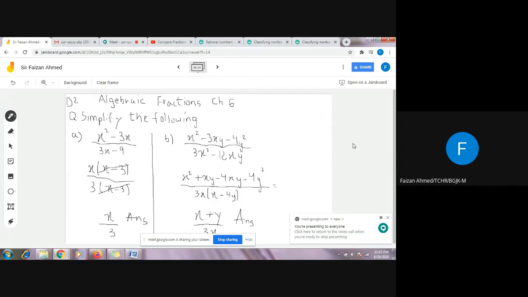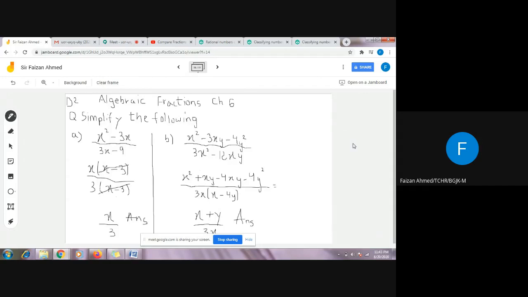I have selected some questions which are related to simplifying algebraic fractions, which comes under the topic of algebraic manipulation. The first question is that we have to simplify the following algebraic fractions, and we can simplify these fractions by cancelling out something common in the numerator and the denominator.